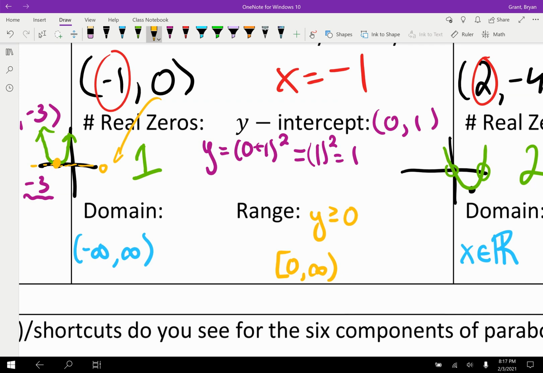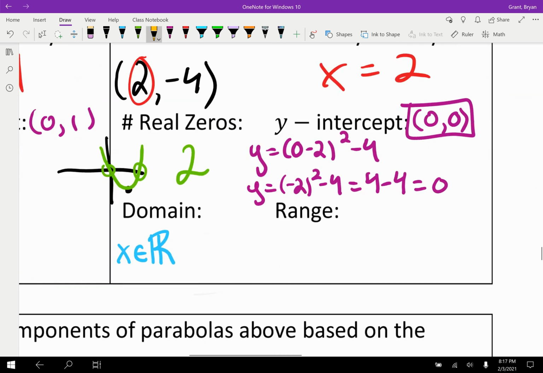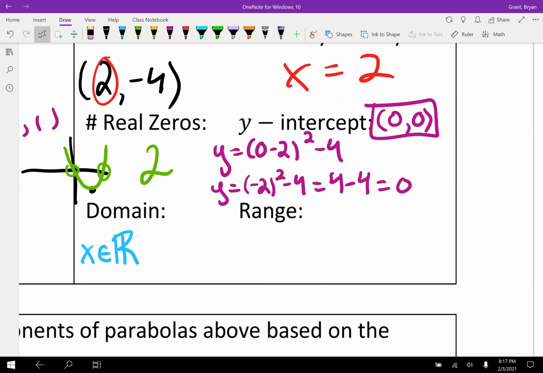Let's try one more. The last one, we have this graph again over here. We need to look at the k value of our vertex. K is negative 4, which means the lowest our graph ever gets is negative 4, and it goes above that. So our range, the y values are greater than or equal to negative 4. Or we could say we start at negative 4 and we go up all the way to infinity.